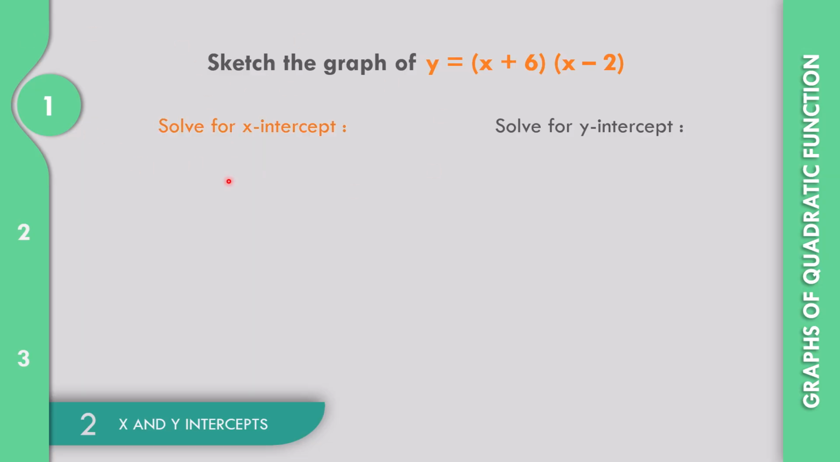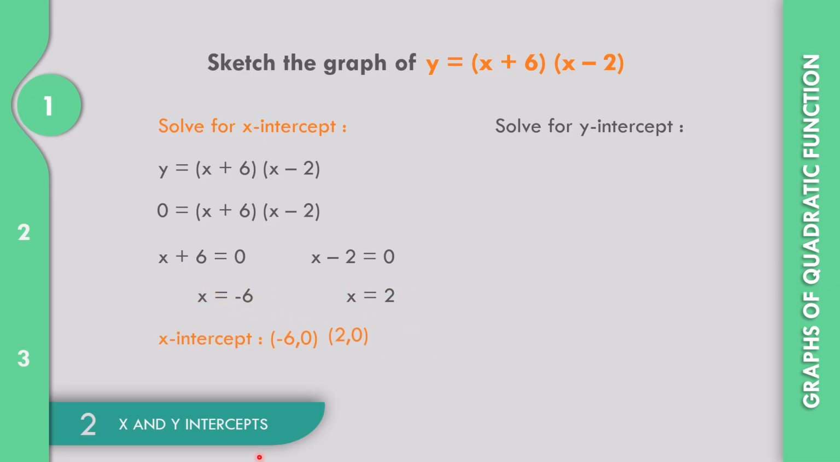Let us solve for the x-intercept. Let us replace the value of y by 0 and then copy the equation. Using the zero property, let us solve for the value of x. First, x plus 6 is equal to 0. Change the sign, bring down x, change the sign of positive 6, that becomes negative 6. So the first value of x is equal to negative 6. x minus 2 is equal to 0. Solve for x, bring down x, negative 2 changes the sign and becomes positive 2. So the value of x is negative 6 and then positive 2.